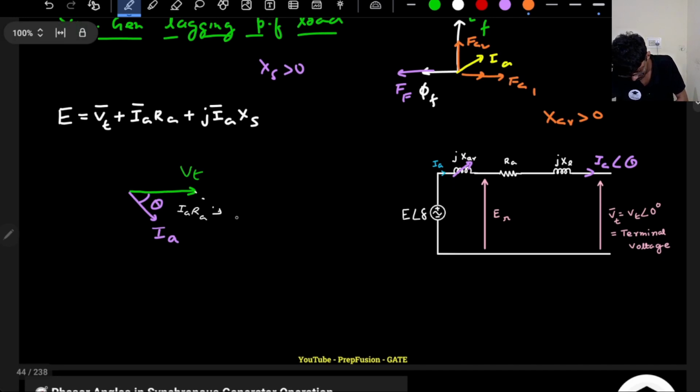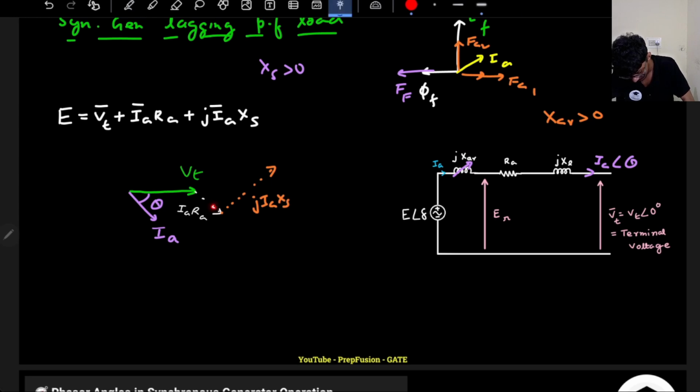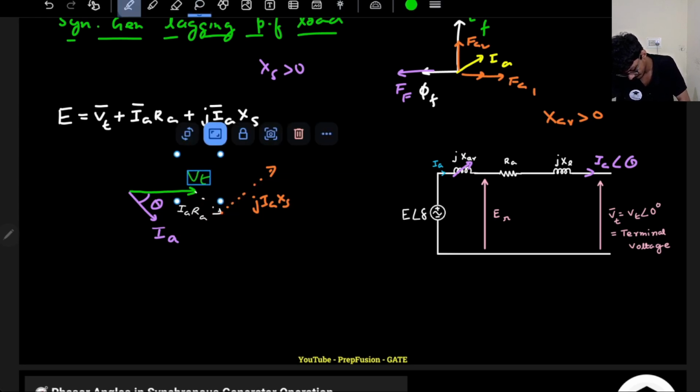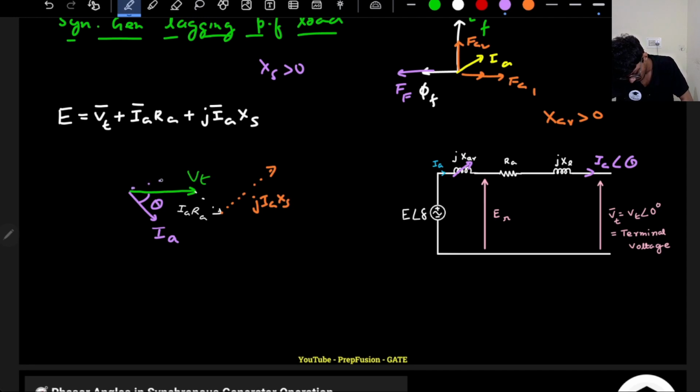And then, since XS is positive, there will be a drop due to the synchronous reactance. Let's write this as J into IA into XS. It will have a 90-degree phase shift from IA, in the anti-clockwise direction. This is the direction of IA, so 90 degrees will be this. So J IA into XS. Now, if I connect this initial point with E, let me use another color.